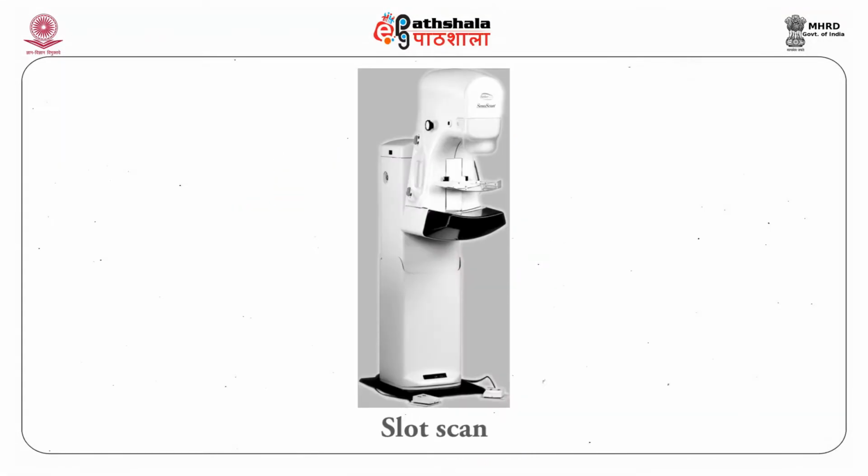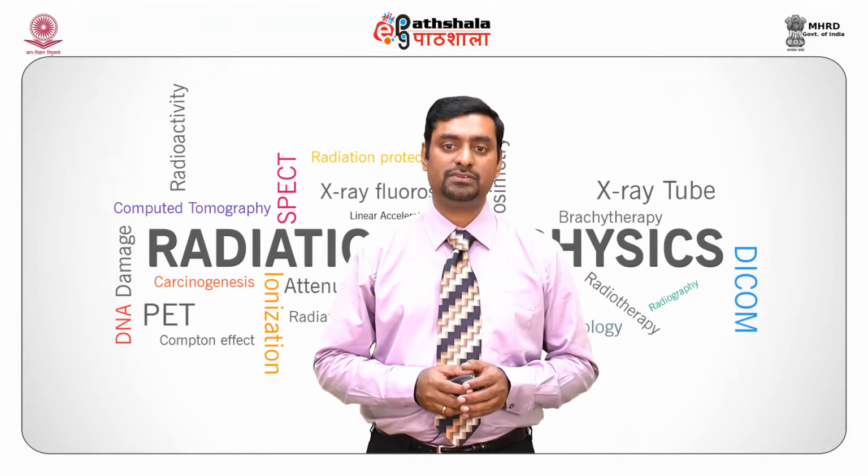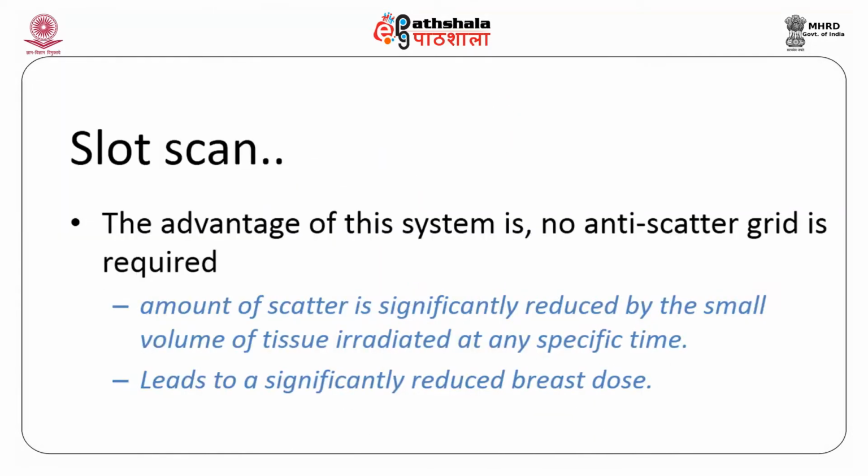In a Slotscan system, as seen, it has a curved detector plate with a resolution of 50 micron. The X-ray tube detector assembly scans from right to left, continuously acquiring a signal. A typical scan time is about 5 seconds, where the breast is immobilized using a compression device. The advantage of the system is there is no anti-scatter grid for this machine.